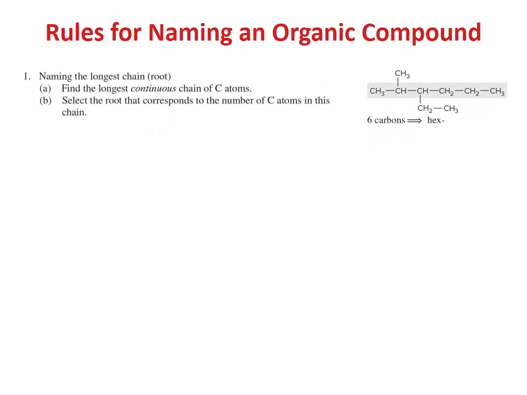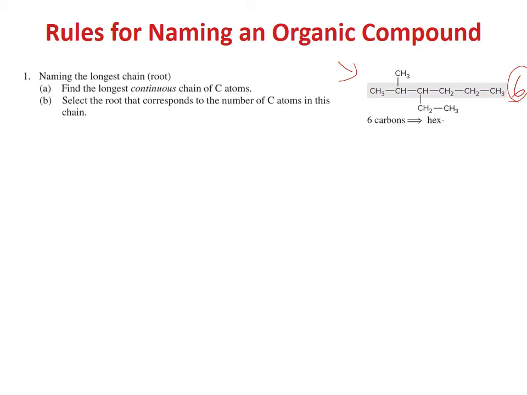Rules for naming an organic compound. Number 1, name the longest chain. Let's use this molecule as an example. First, find the longest continuous chain of carbon atoms. If you look at this molecule, you may find different chains, so you need to find the longest one. For example, here is one chain. If you count the number of carbon atoms, you will find 6 carbon atoms. Or you can go this way. If you count the number of carbon atoms, it's 5, and therefore the longest chain should be 6.